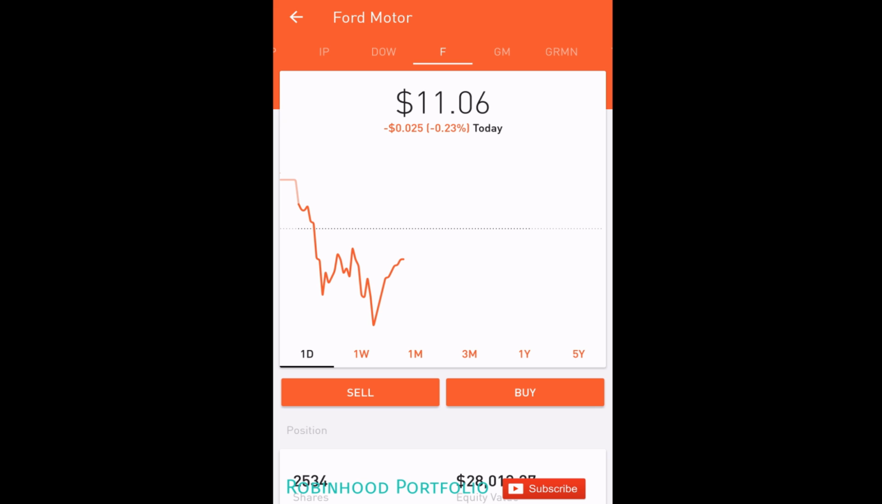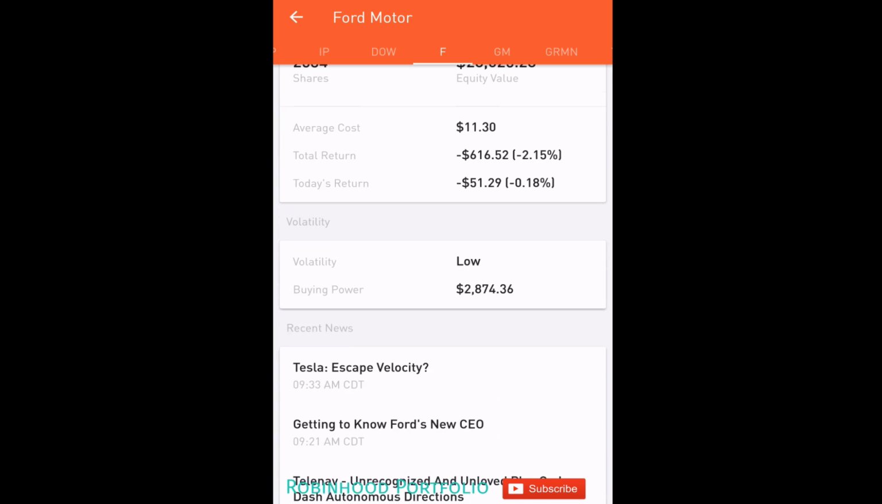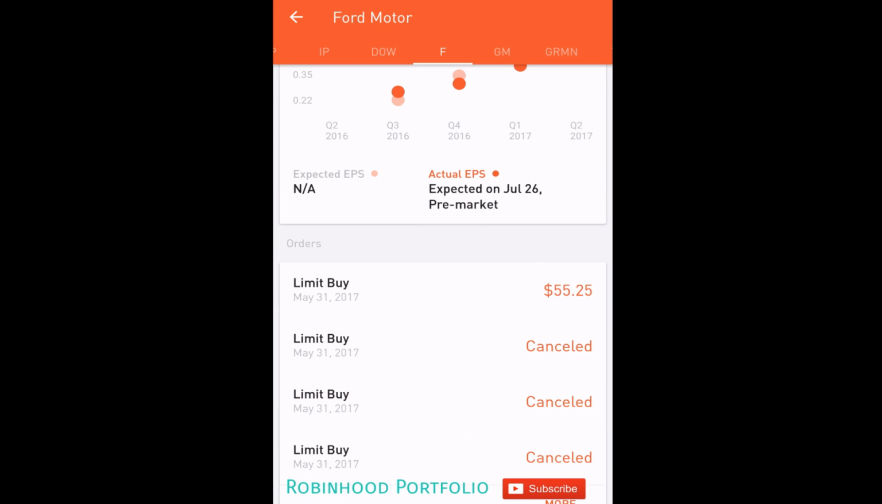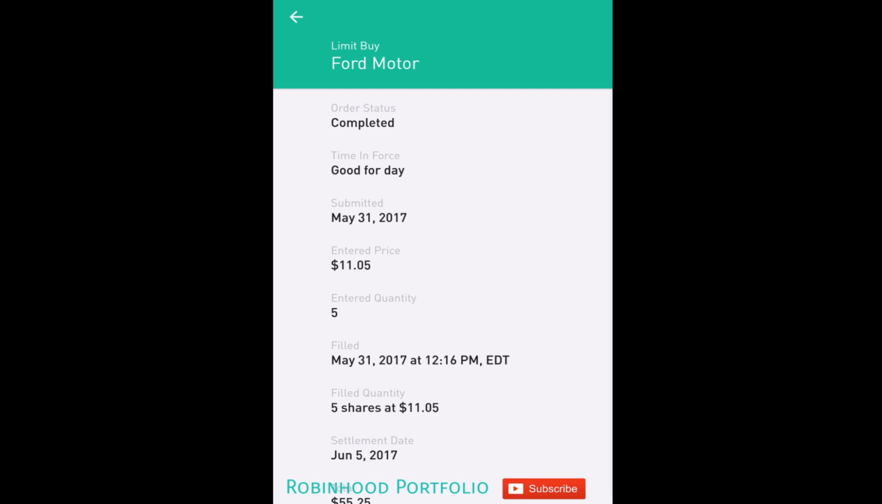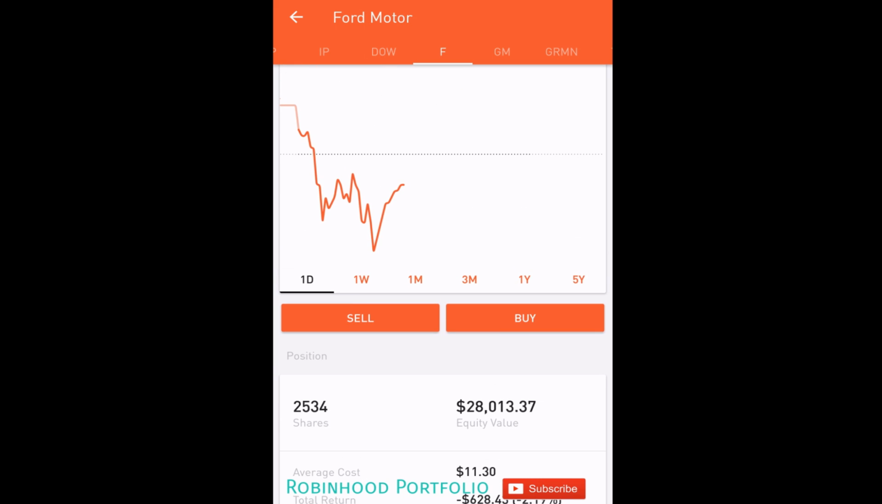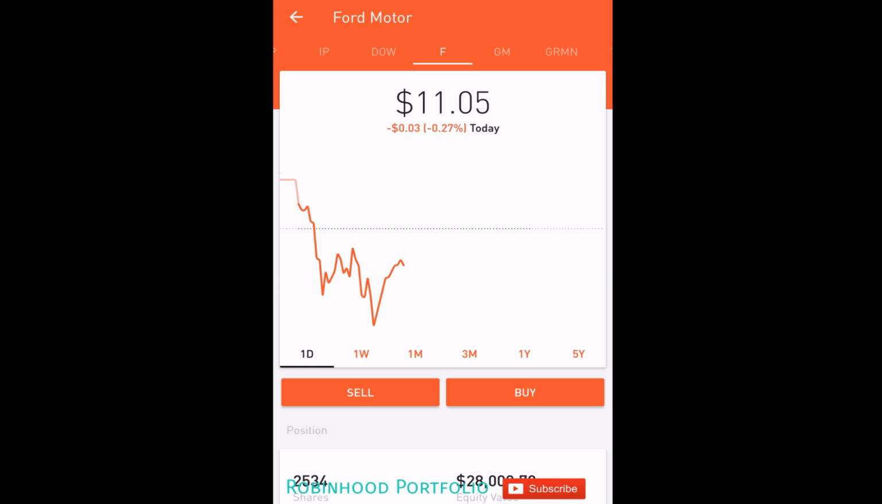It went back up to 11.055. So again, it's not necessarily getting my order executed here, even though it did drop down to 11.05. Again, limit buy in at 11.05, 5 shares here. Just waiting for that to execute here. Okay, it's back down to 11.05. Let's see if this executes here.